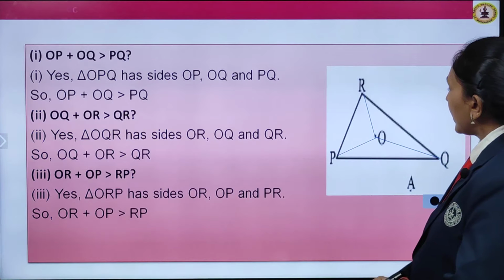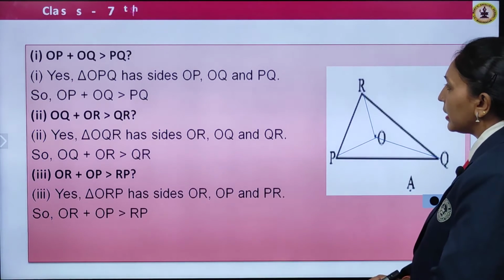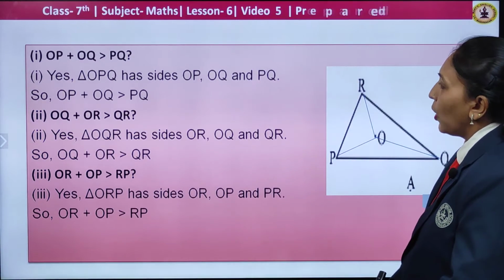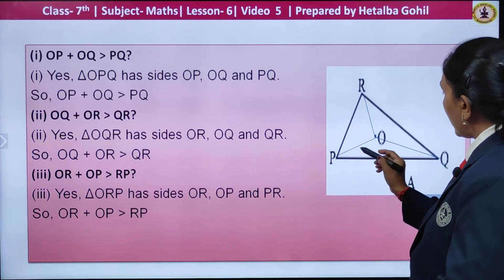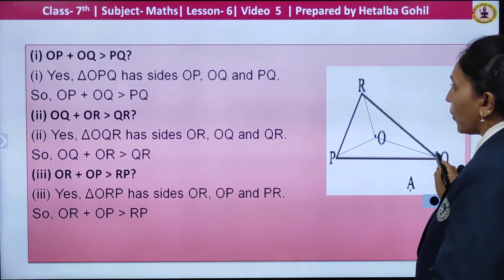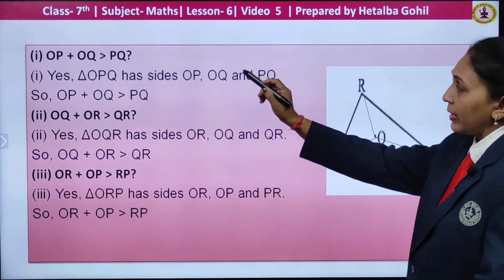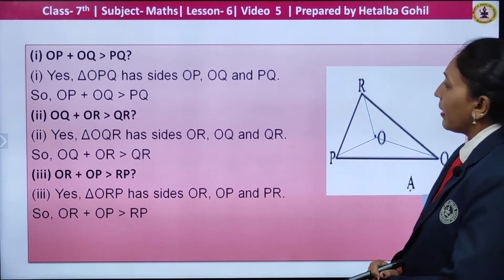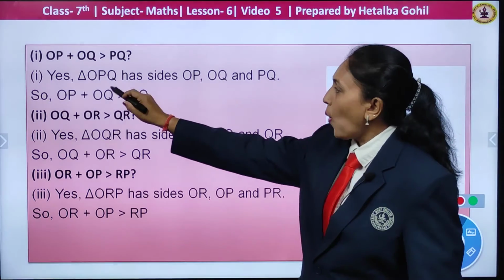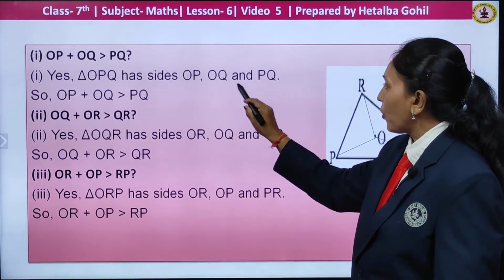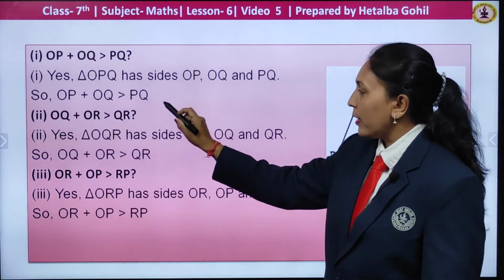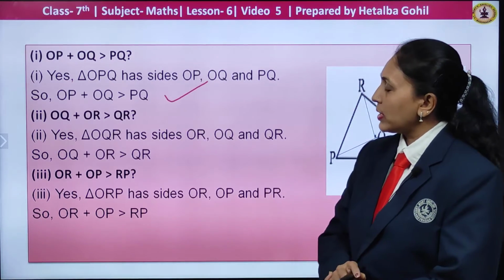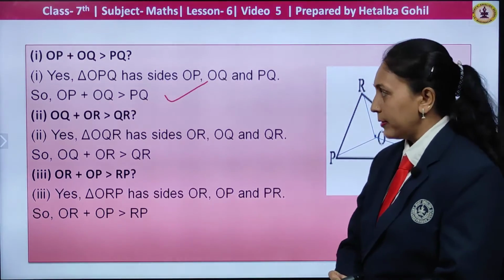So accordingly you can see that 3 triangles are formed here. Let us see the first question. OP plus OQ, that means OP and OQ, is greater than PQ. Is this property okay, children? Yes, OPQ has the sides OP, OQ and PQ. Therefore, according to the question, the property holds here.